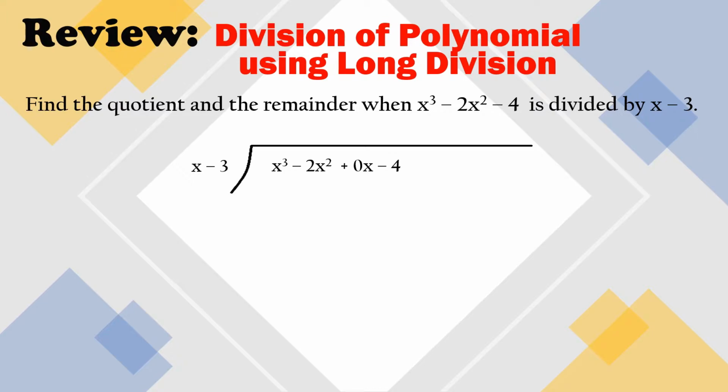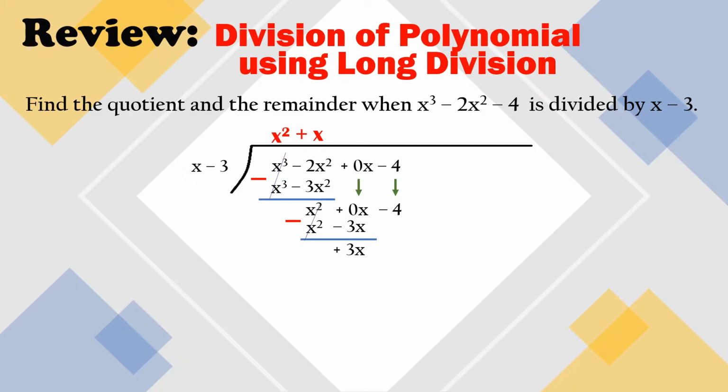So all you have to do is perform the division cycle, which is divide, multiply, subtract, bring down. So we will have x cubed divided by x squared, then multiply. So x cubed minus 3x squared, then we subtract. So we will have here x squared, then bring down 0x, then negative 4. Then we divide, x squared divided by x is x. We multiply. So we will have x squared minus 3x. We subtract, the x squared will be cancelled.